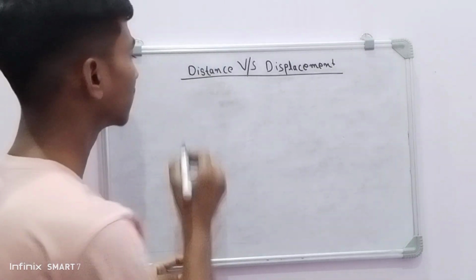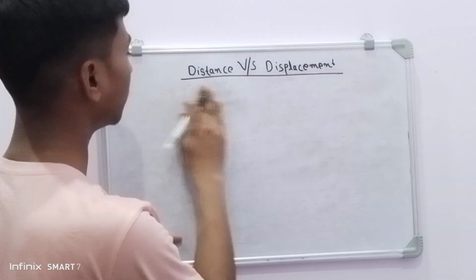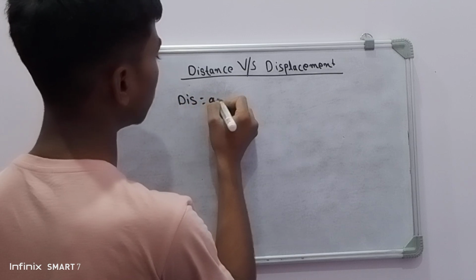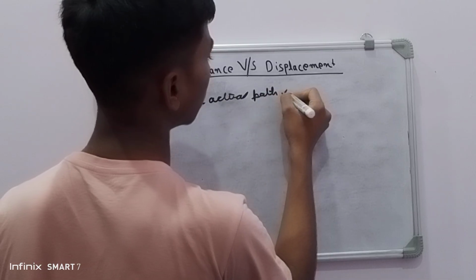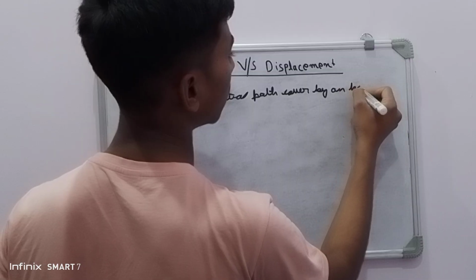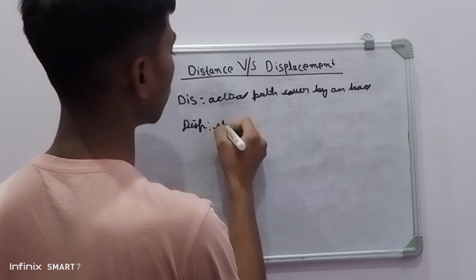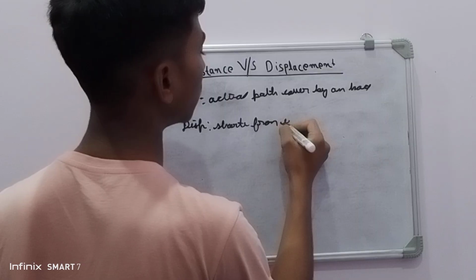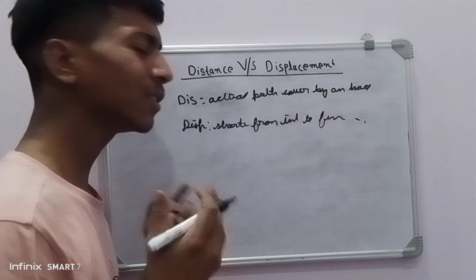So what is distance? Distance means the actual path length which is covered by an object. You could write here: actual path length covered by a body. And what is displacement? Displacement is the shortest distance from the initial point to the final point.